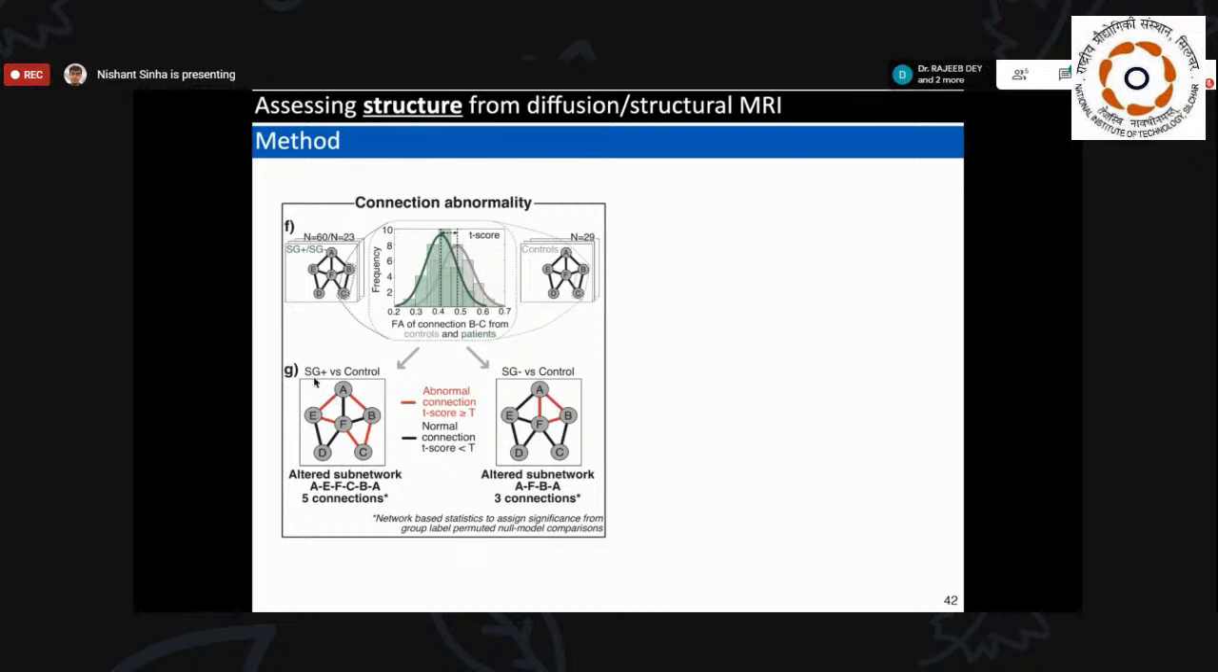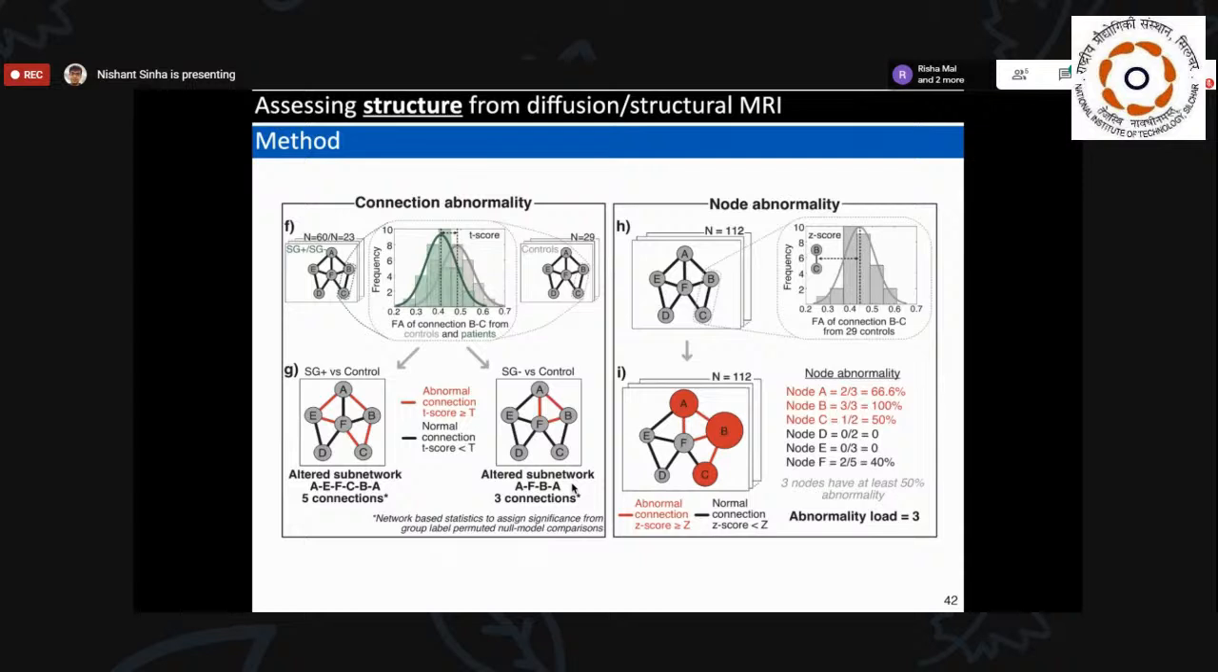So in this case, we see the abnormal connections are shown in red, and we see that the patients who secondarily generalize have more widespread abnormal connections as compared to the patients who do not secondarily generalize, with respect to controls. So this is the method in general that we wish to apply, and this is the hypothesis that we wish to check. And we benchmark these networks statistically using network-based statistics developed by Andrew Zalesky.